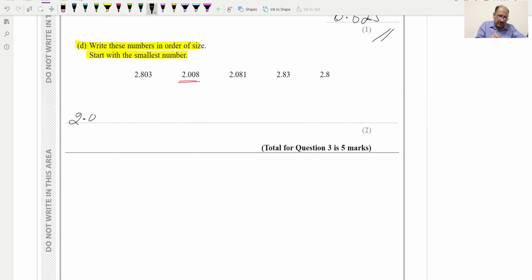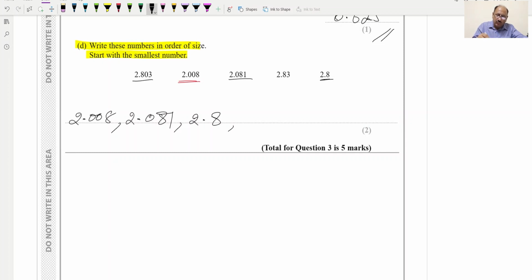So 2.008, this is the smallest one. Next will be this one, which is 2.081. We are comparing the decimals, first decimal then second, so this is also done. Then 3 is this one, 2.8, and next will be which one?